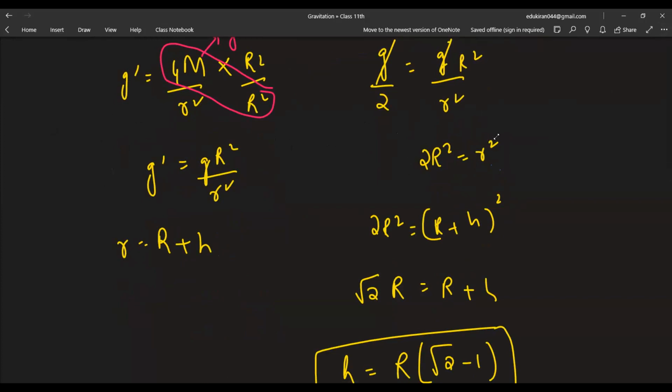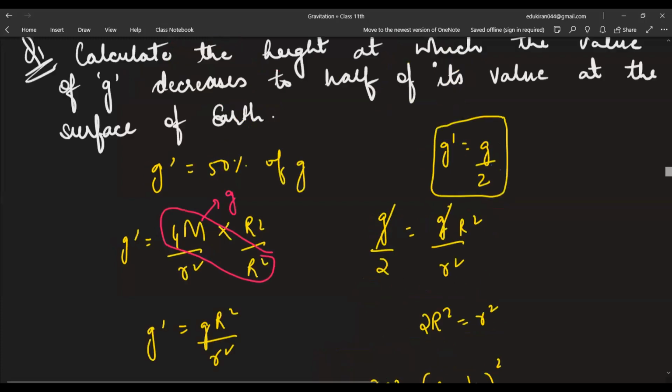Now I cannot solve this further. I really need R plus h in our answer so that height is introduced. Take the square root on both the sides, so root 2R is equal to R plus h. This is h. So h is equal to R root 2 minus 1. Now clear? Yes, ma'am. Okay, write it. If you still have any query, you are free to ask.